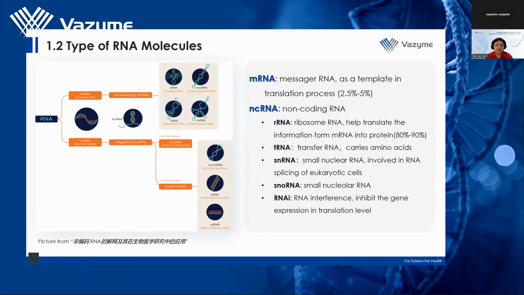RNA is incredibly diverse and can be broadly classified into two categories: mRNA and ncRNA. The mRNA, or messenger RNA, contains vast amounts of genetic information, although it accounts for only a small percentage. It is currently the most studied type of RNA. Then you have the ncRNA, or non-coding RNA, which encompasses a wide range of RNA types, such as rRNA, tRNA, snRNA, and RNAi. In addition to their roles at the transcription level, these ncRNAs also play crucial regulatory roles in epigenetic gene regulation.